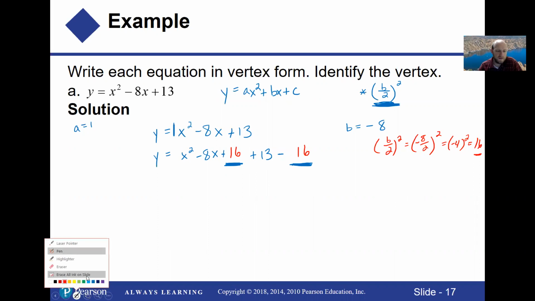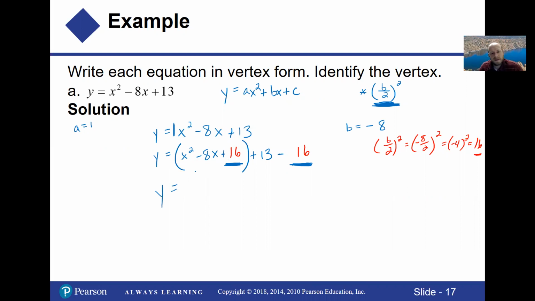Now, what was the whole point of that? Well, I didn't change this equation. That's the first thing I wanted to point out. If I'm adding and subtracting the same number, 16 minus 16 is 0, so I'm not changing it. I'm just rewriting it so I can achieve vertex form. Now, the whole point was that this is now actually factorable.